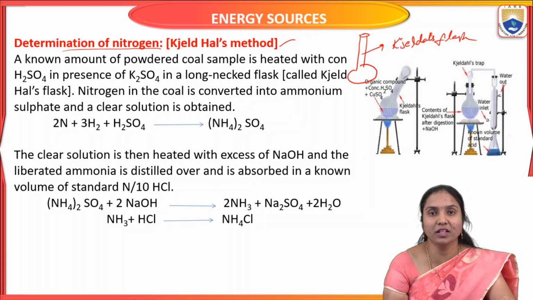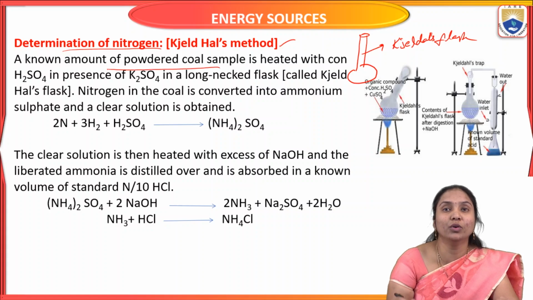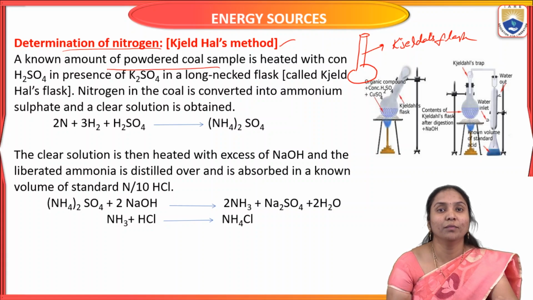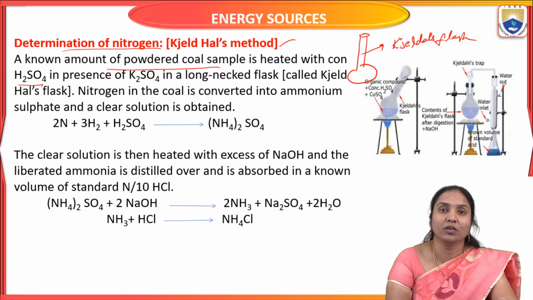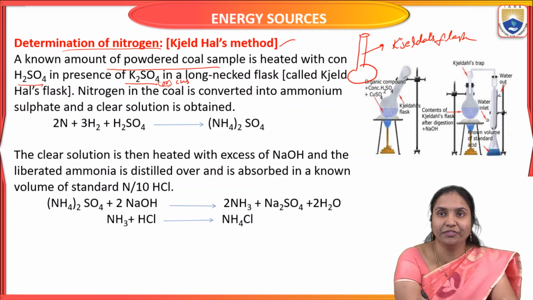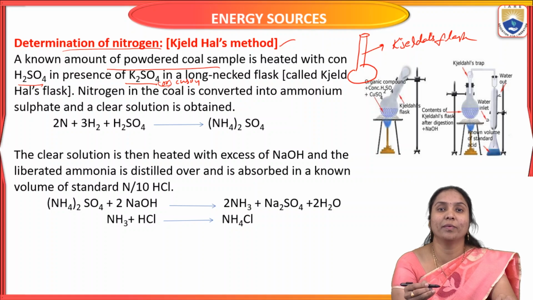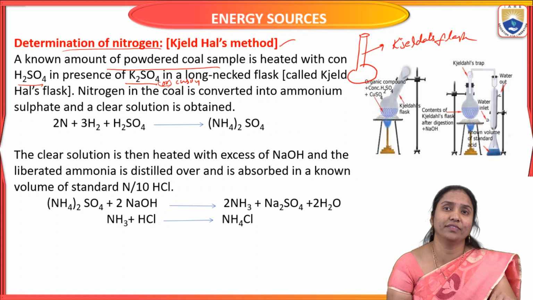This method is called Kjeldahl's method. It is used for determination of nitrogen present in the coal sample. How can you determine the percentage of nitrogen? A known amount of powdered coal sample is heated with concentrated H2SO4 in the presence of K2SO4 or copper sulfate. Here K2SO4 or copper sulfate acts as the catalyst. So a known weight of powdered coal sample is heated in this Kjeldahl's flask with concentrated H2SO4.